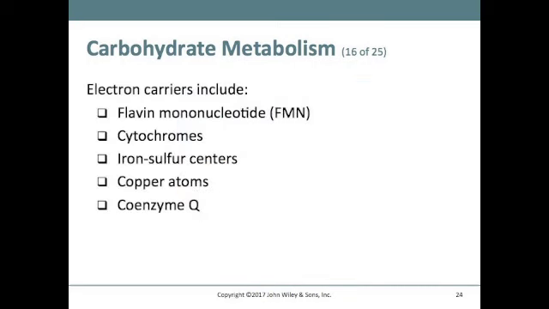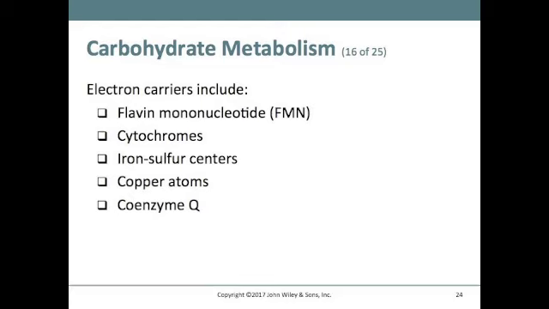Moving on to the next slide, electron carriers include flavin mononucleotide. This is a flavin protein derived from riboflavin, or vitamin B2. Cytochromes are another example of an electron carrier. These are proteins with an iron-containing group capable of existing alternately in a reduced form, an iron ion, and an oxidized form, an iron ion. The cytochromes involved in the electron transport chain include cytochrome B, cytochrome C1, cytochrome C, cytochrome A, and cytochrome A3.